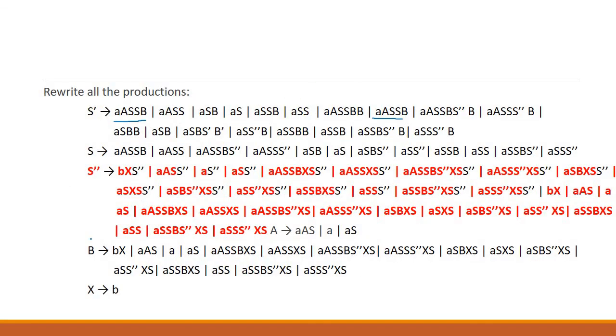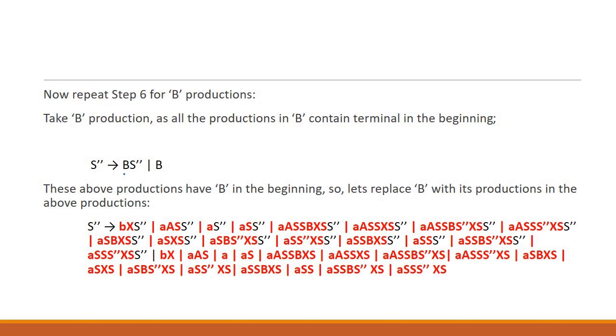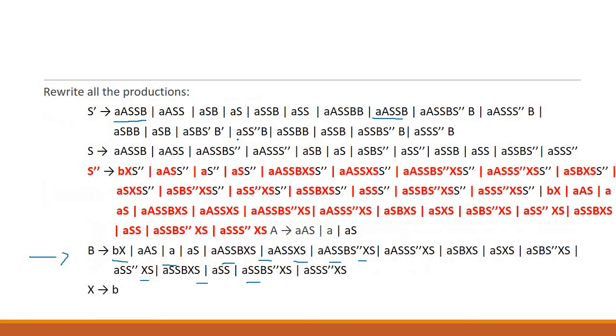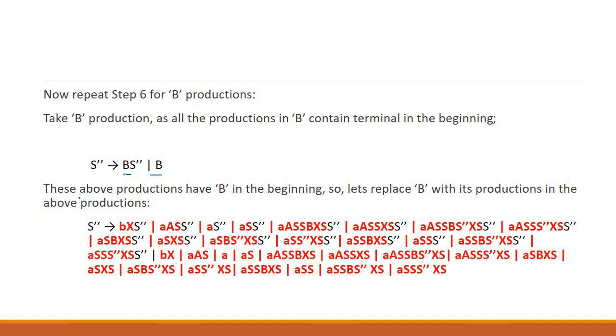Now we can see that B has all the productions with a terminal at the beginning, so we can use B. So we used A, we used S. Now the turn is for B. So here are our two productions which start with B. S dash dash produces B, S dash dash and B, and B contains 1, 2, 3, 4, 5, 6, 7, 8, 9, 10, 11, 12, 13, 14, 15, 16 productions. So 16 for this part and 16 for the other part.